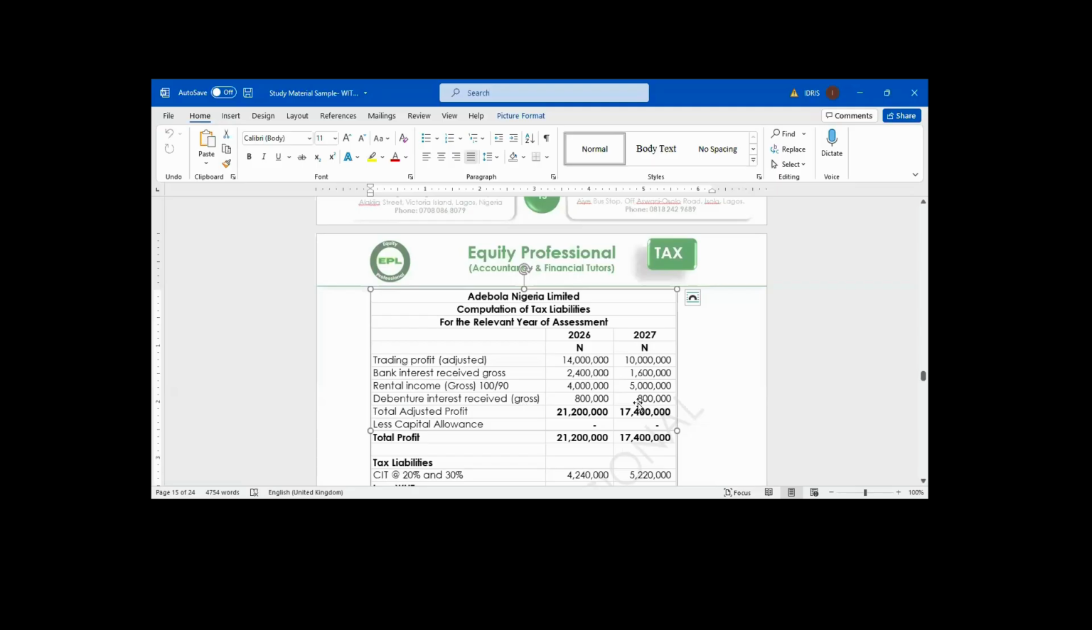So the debenture interest is gross already. At the end of the day, our total profit for 2026 is 21,200,000. While our total profit for 2027 year of assessment is what? 17,400,000.